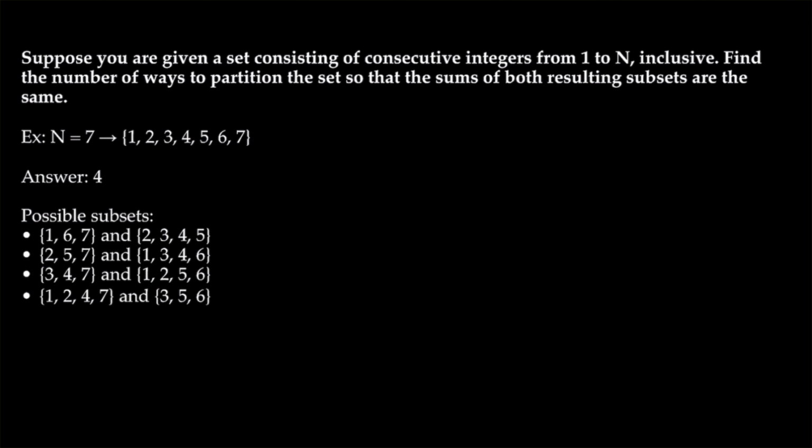And we can see that each of these different ways that we split results in both subsets having a sum of 14 in this case. And so there are 4 possible subsets that work here.